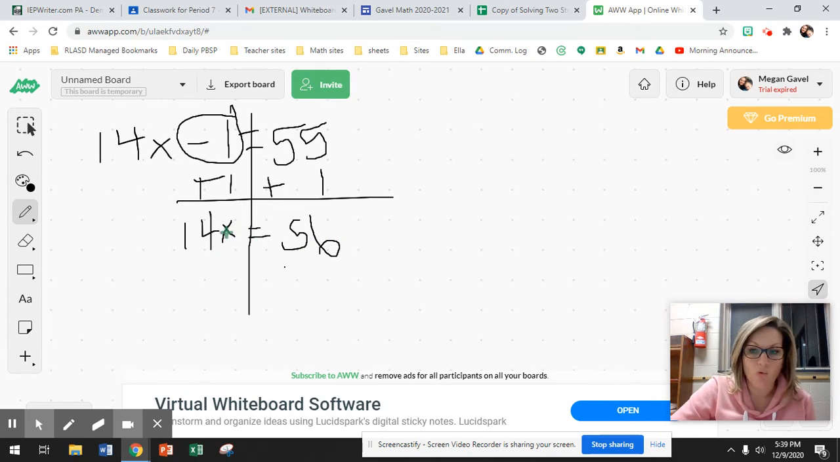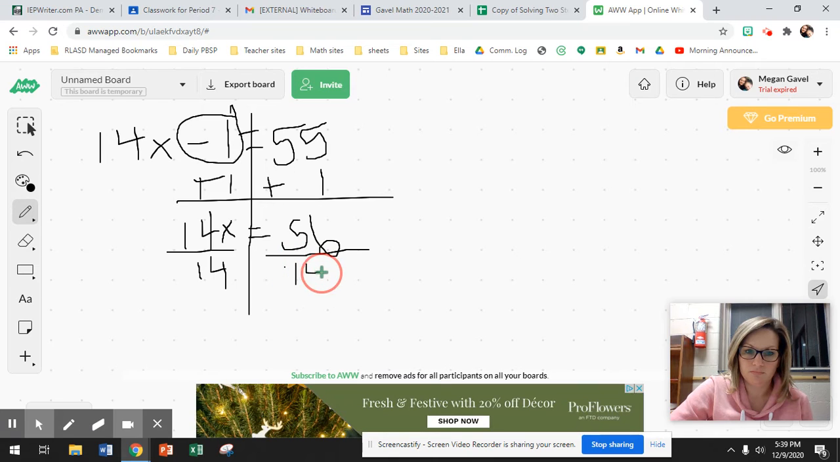The opposite, or inverse operation, of multiplication is division. So I'm going to need to divide both sides by 14. 56 divided by 14, go up here.